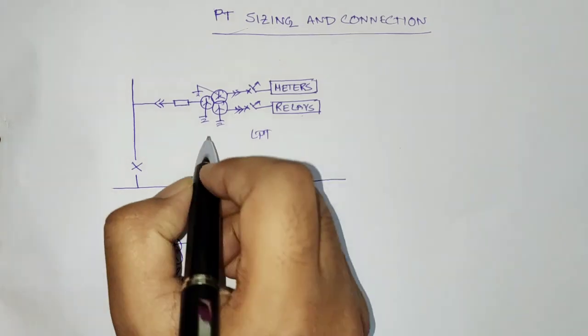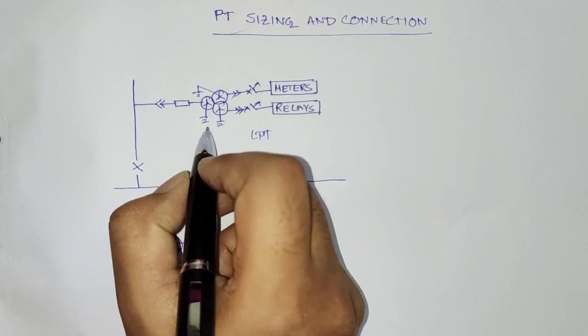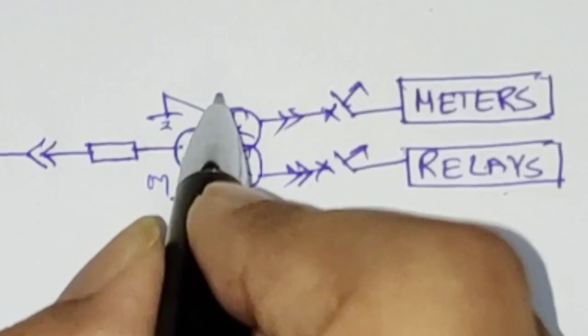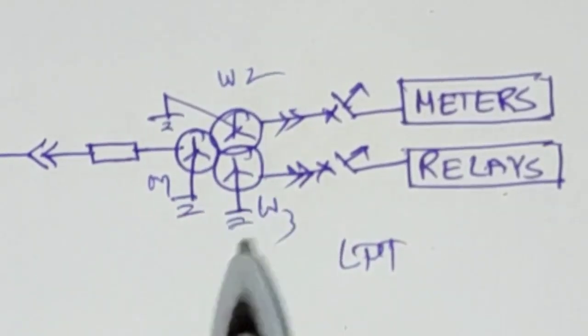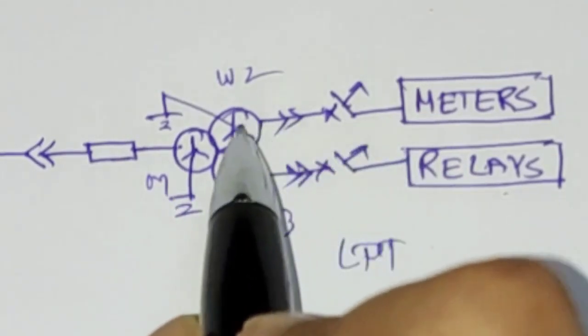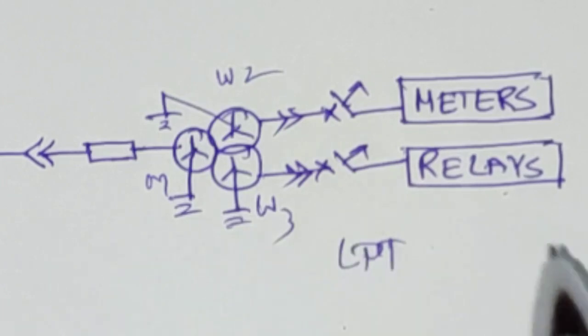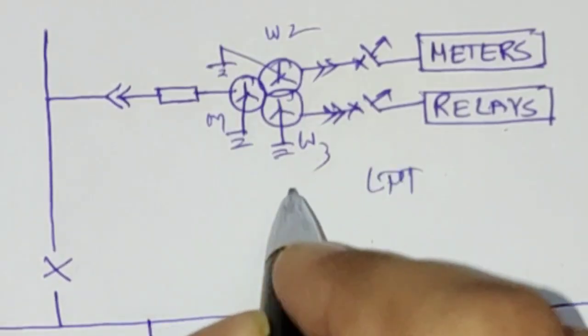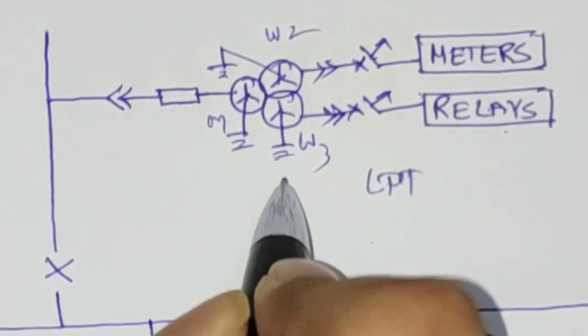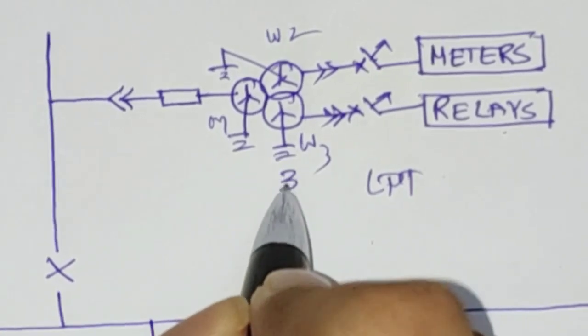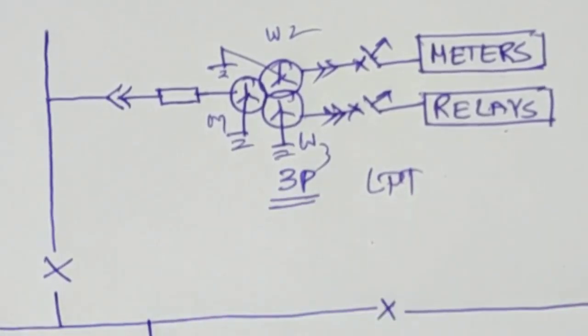Now you can see that this is a 3-winding PT. This is winding 1, this is winding 2, and this is winding 3. Our meters are connected with winding 2 and our relays are connected with winding 3. So relays are connected with winding 3, and this winding 3 will have a protection class of 3P.